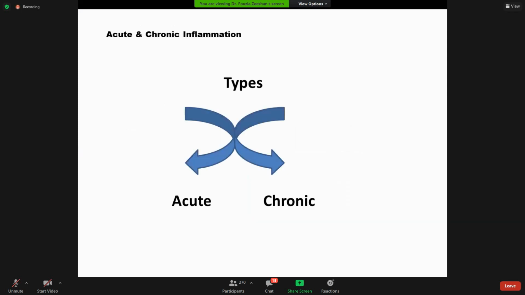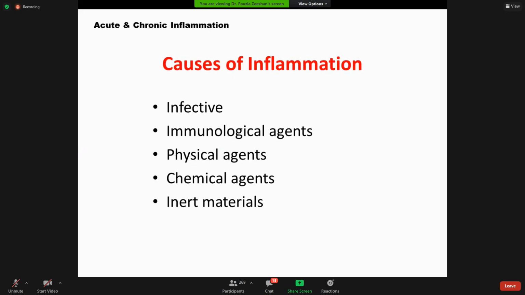There are two types of inflammation, that is acute inflammation and chronic inflammation. Causes of inflammation are very important, that is, how inflammation occurs. There are a lot of causes, among them infective causes, like any infection that occurs inside the body. It could be bacterial, viral, fungal, parasitic, and any microbial toxins.